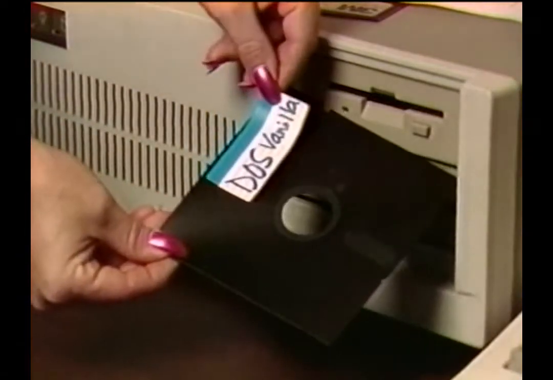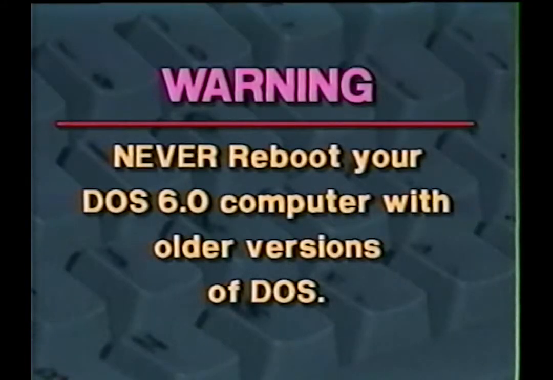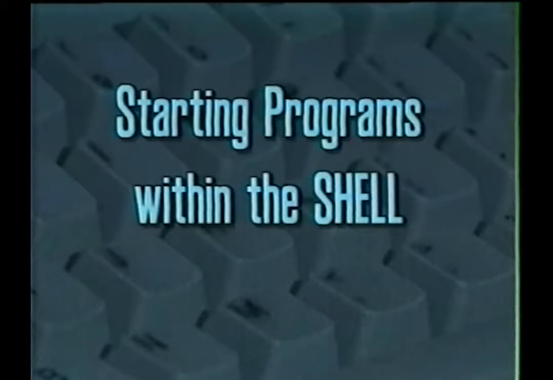So take this disk out and label it DOS Vanilla Boot and keep it in a safe place. Warning, never use an older version of DOS with DOS 6.0 to boot your computer. You could damage the information on your hard disk if you do.